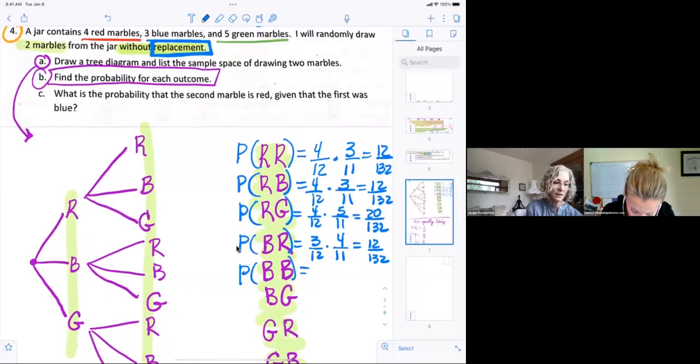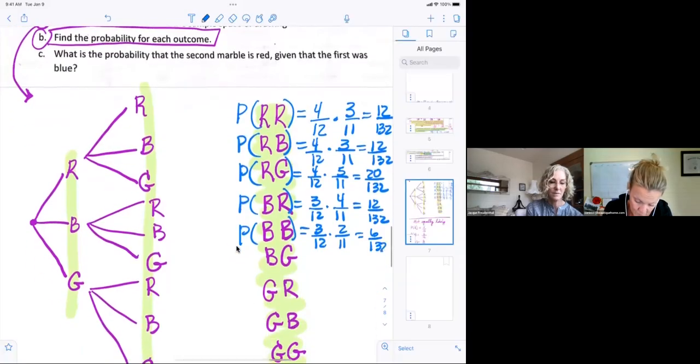Probability of blue, blue. Out of 12, there's 3 blue out of the 12. Now there's only 11 in my bag. And because I took a blue marble out on my first, I only have 2 blue marbles left in the bag. So 6 out of 132. Probability of blue, green. 3 out of 12 for blue, 11 in the bag, and for the green marbles, we have 5. So 15 out of 132.